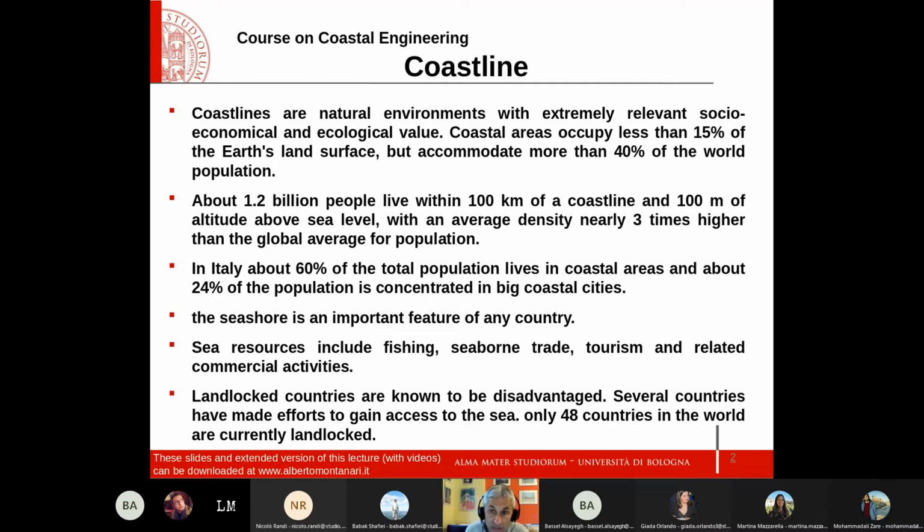And in fact, in general, the countries with a longer extension of the seashore have a more prosperous economy. It is a resource, like for another country it is agriculture, for another it is oil, etc. And in fact, there are in the world a few landlocked countries.